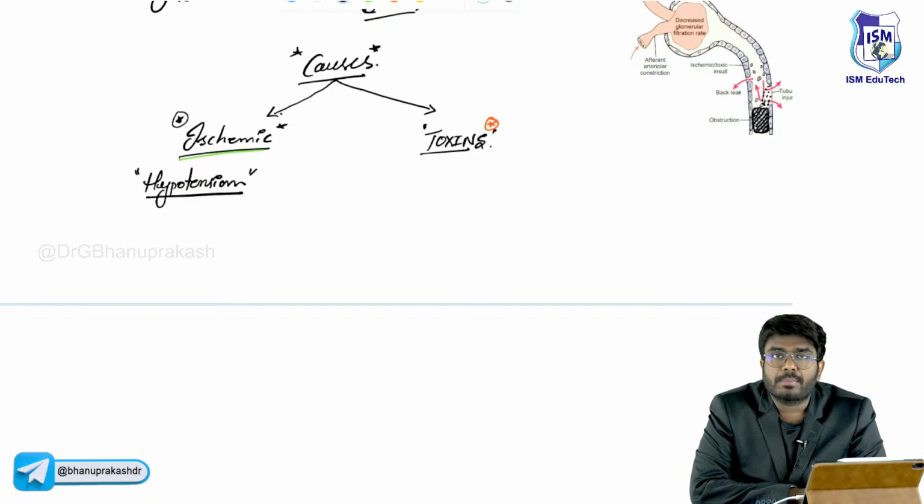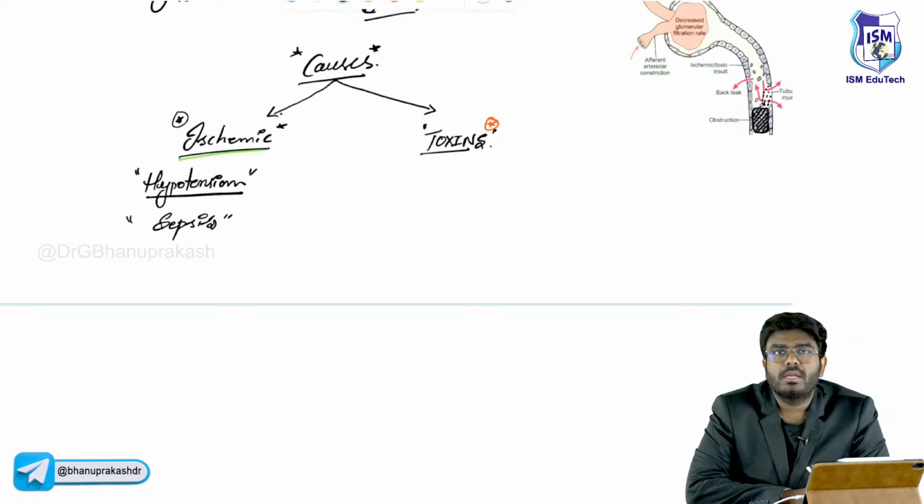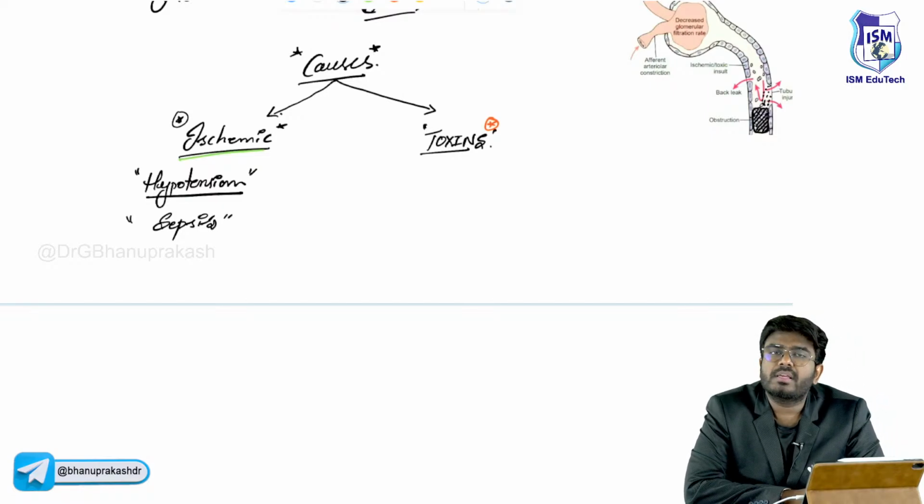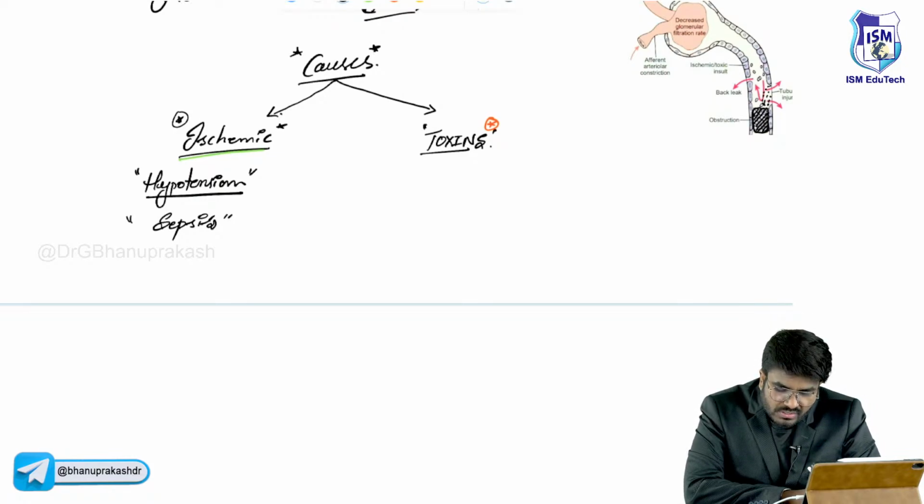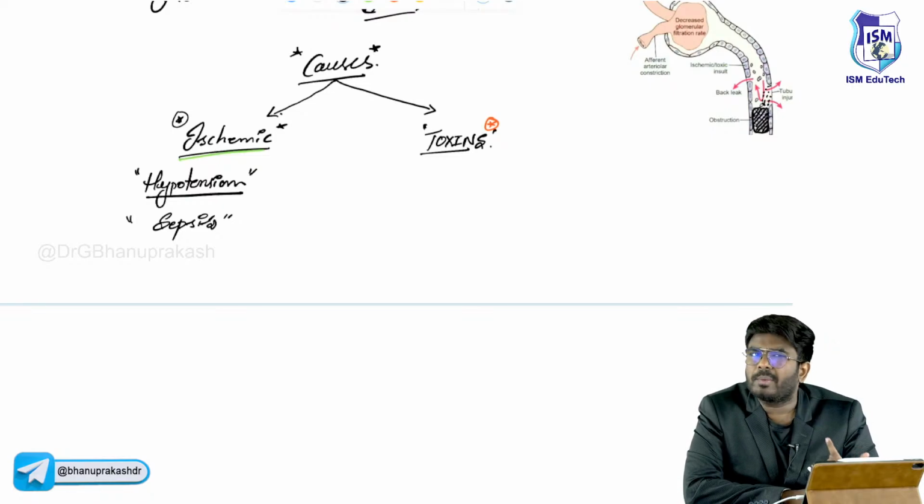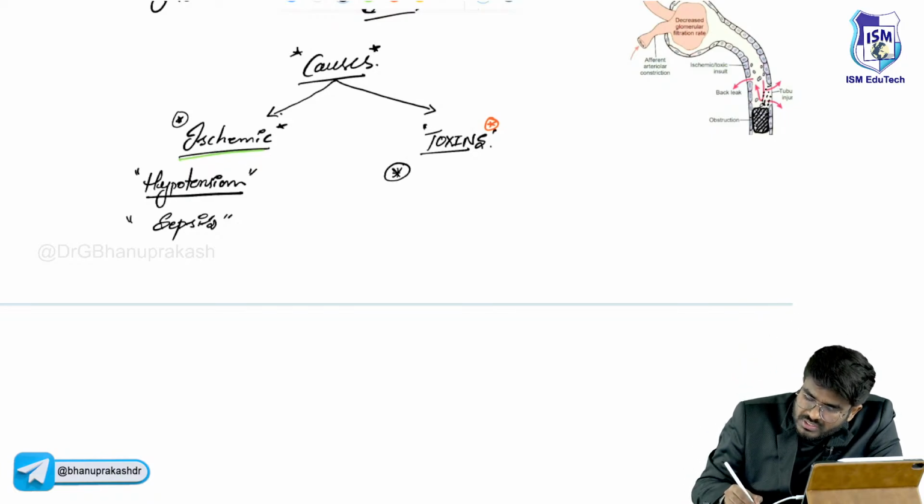The second reason might be sepsis. During sepsis, there will be shock and decreased blood flow. So these are the causes of ischemia. Hypovolemia can cause ischemia, like hypotension, any cause. Now, the toxin-mediated cause is most important.